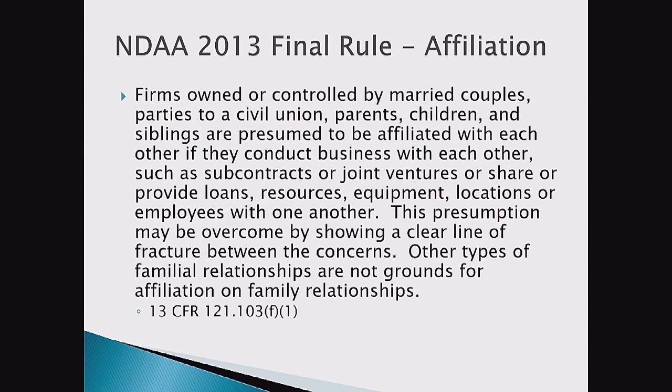We clarified some stuff around affiliation. You should just, for general knowledge, SBA makes size determinations, but we consider parents and children to be affiliated. There's a presumption that if 2 parents or children own 2 different concerns, that they're affiliated. They can rebut that by showing that they don't do business together and they're not in the same line of business, they don't share things.